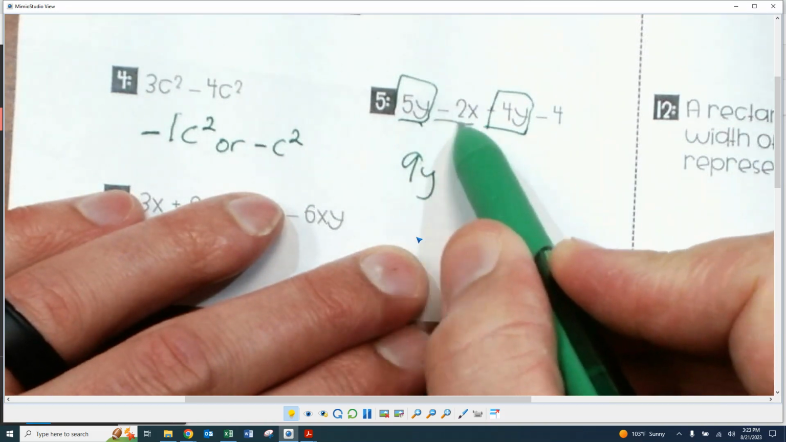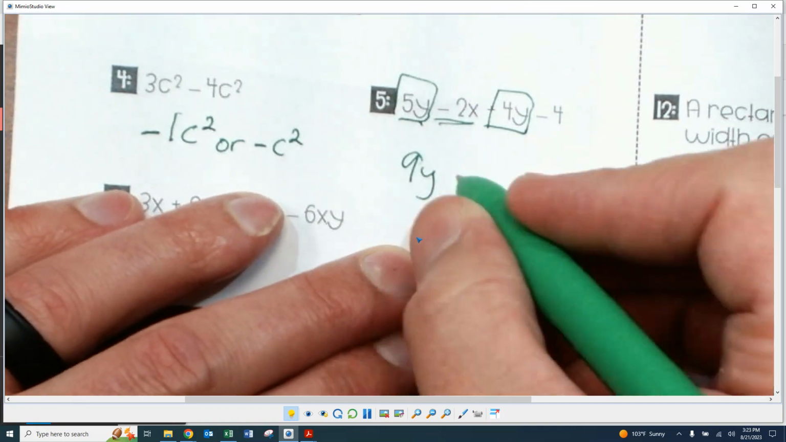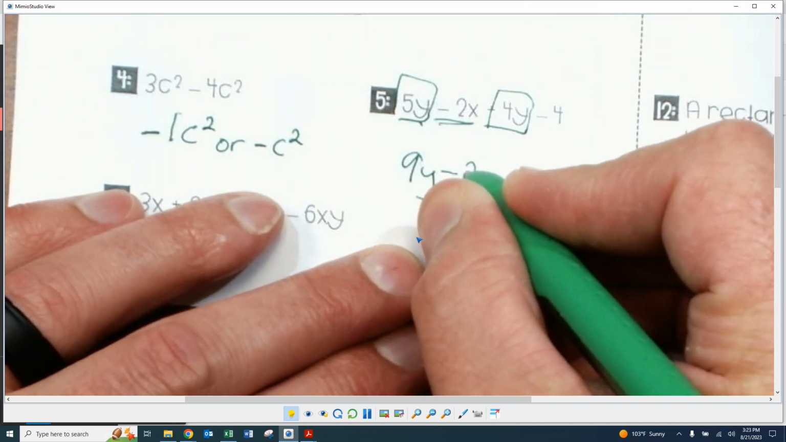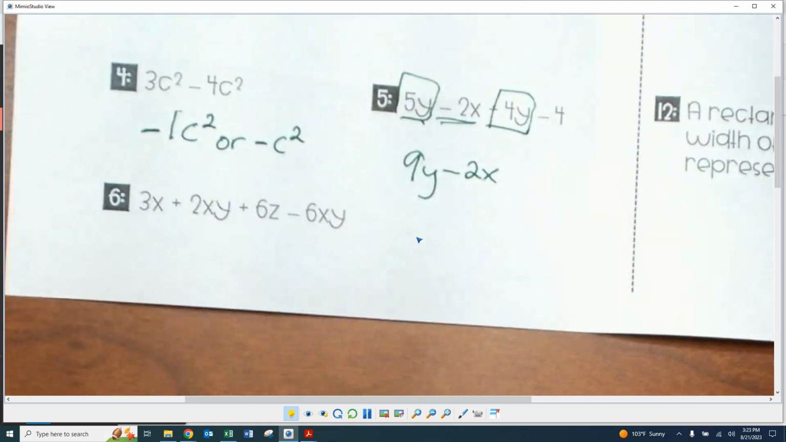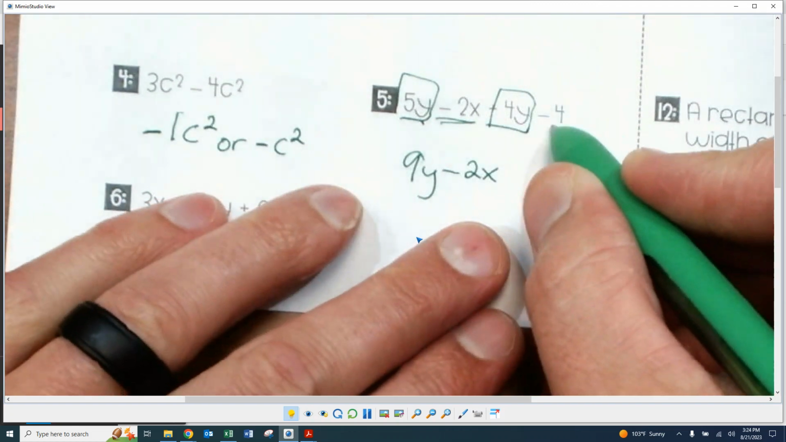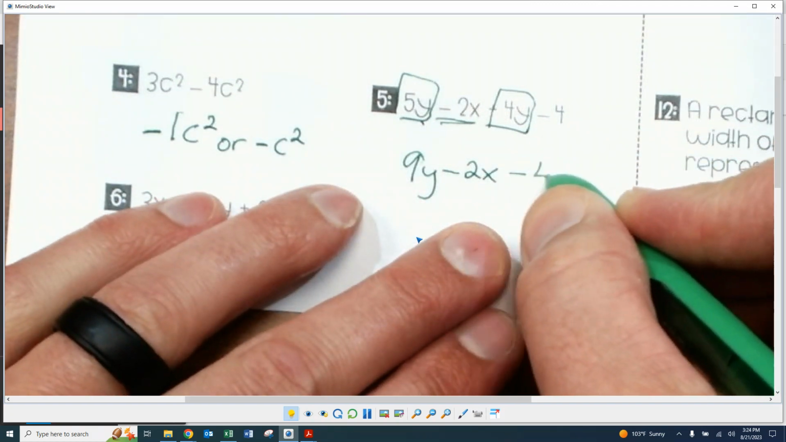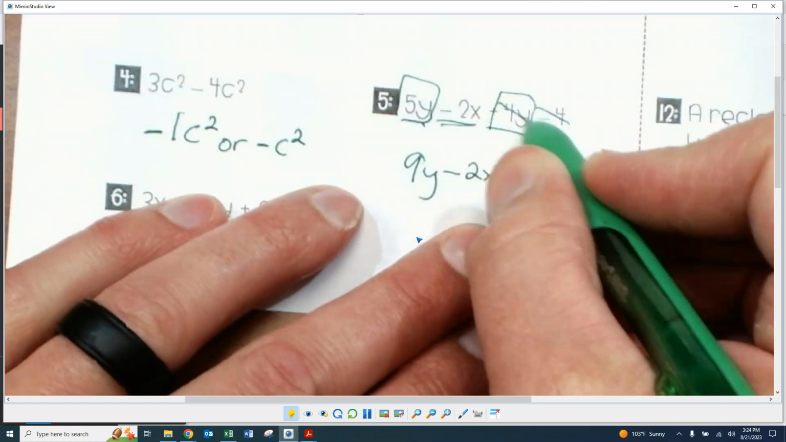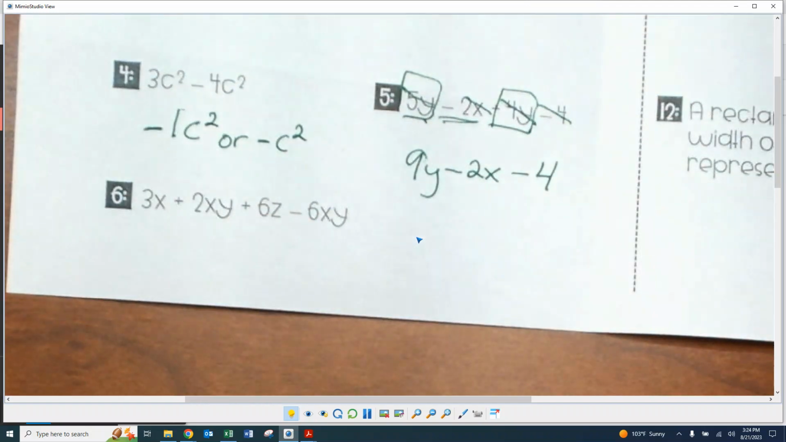I then have this negative 2x. I can't combine anything with the negative 2x, so I'm going to bring it down. And then I have this negative 4, which I'm also going to bring down. There's nothing that can combine with anymore. I cannot simplify this expression anymore.